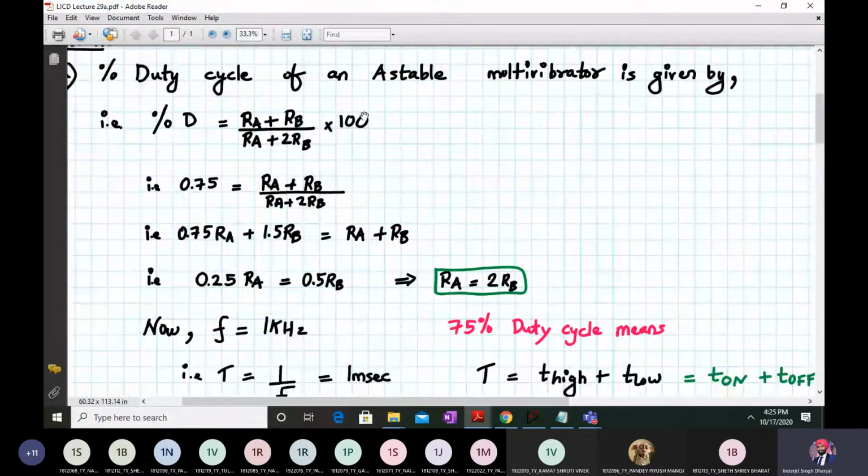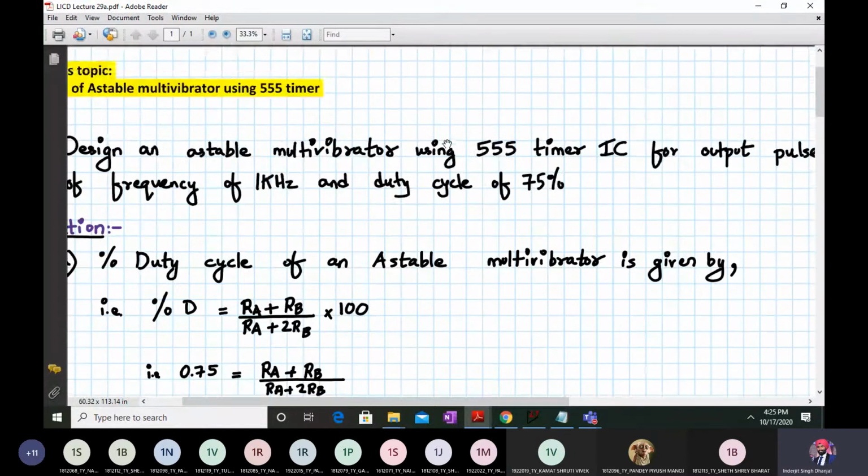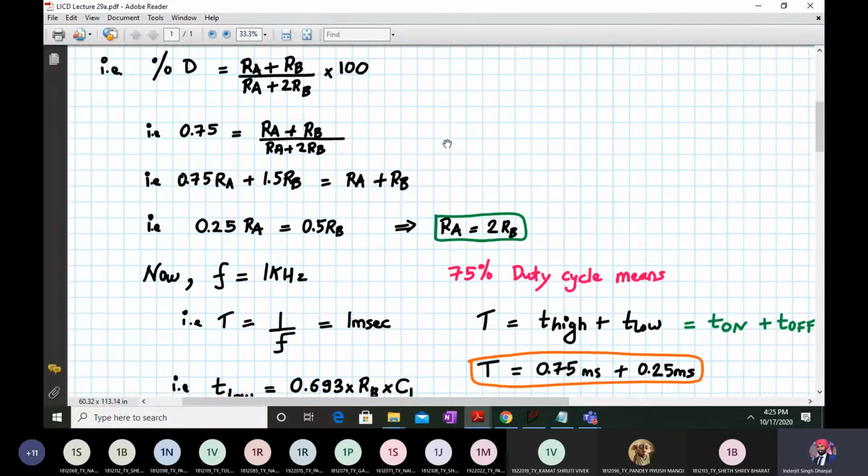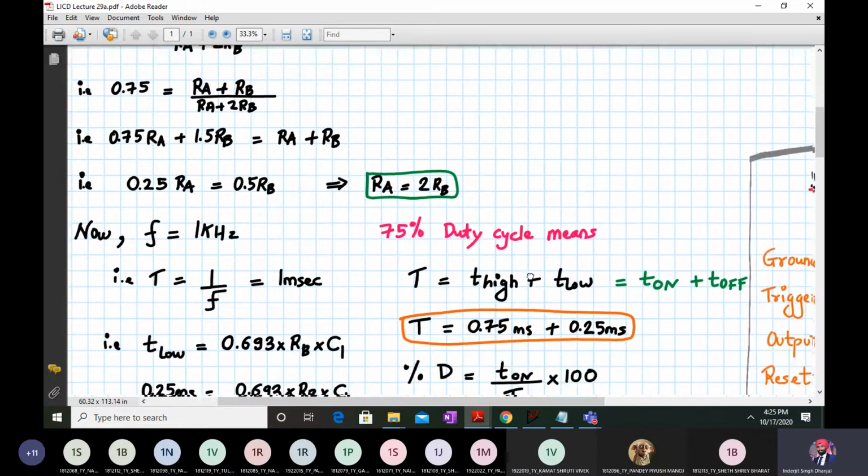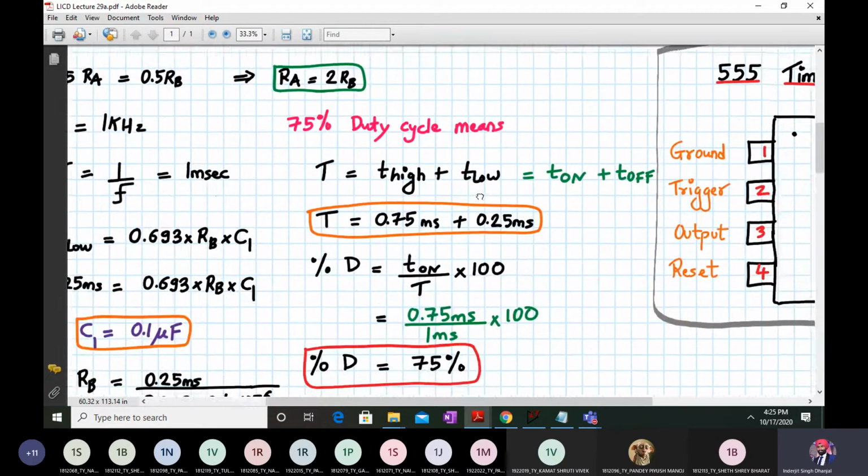So here is my design. Duty cycle is given by the formula again. It is given as a duty cycle of 75%. In terms of percentage, if you remove the percentage, 0.75 is equal to (RA plus RB) upon (RA plus twice RB). If you cross multiply and solve it algebraically, you will get RA as twice of RB. Now a 75% duty cycle means this.